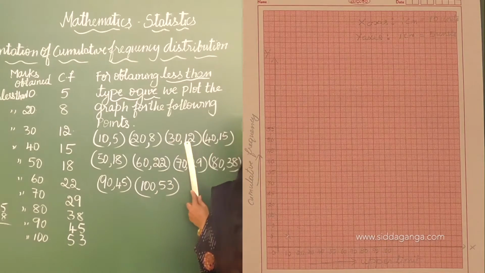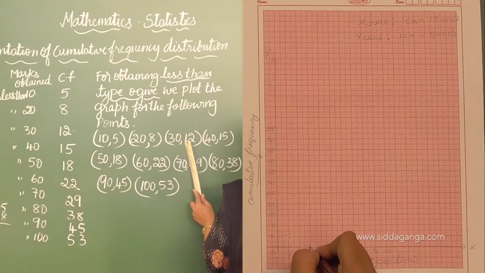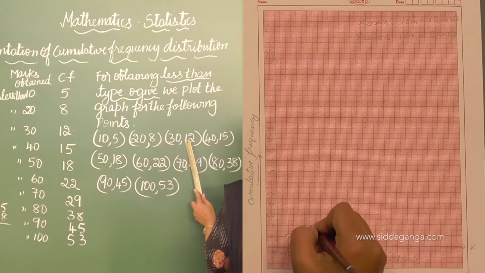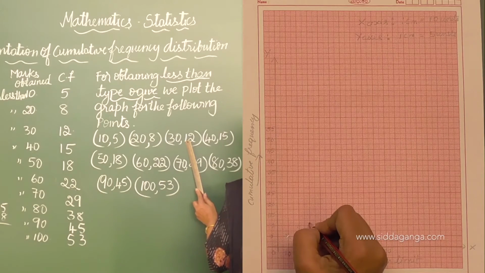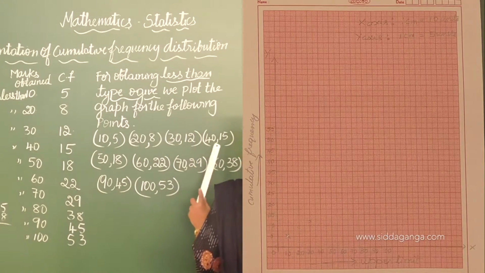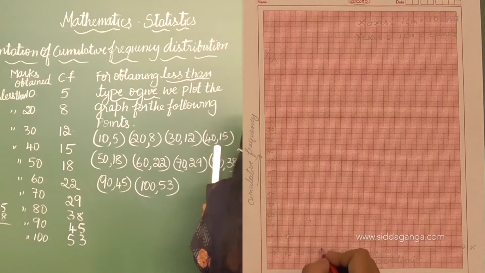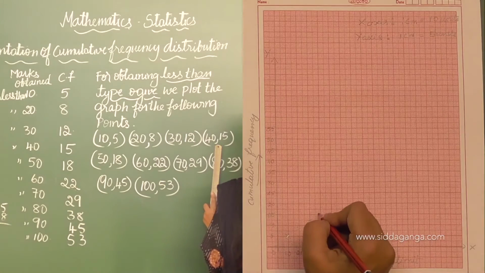Then for 30 it is 12. So this is 10, 2 divisions 11. Next another 2 divisions it will be 12. Next for 40 it is 15. So for 40 it is 15 here.